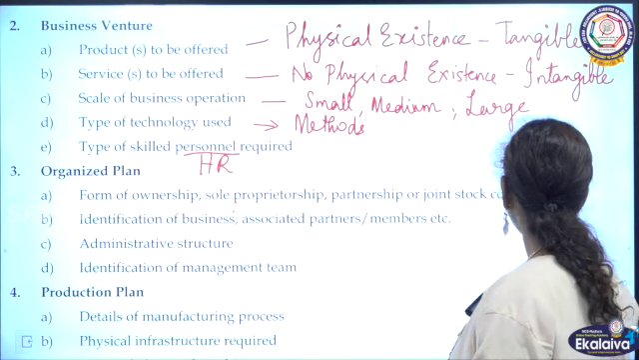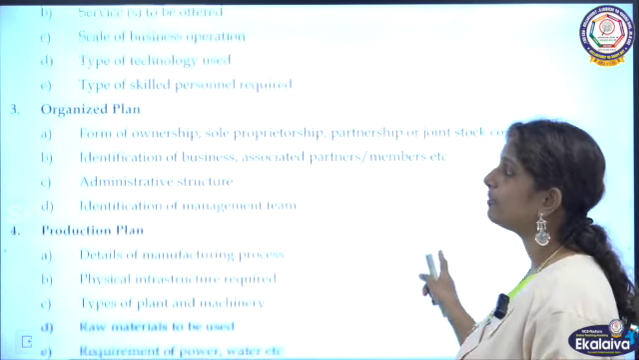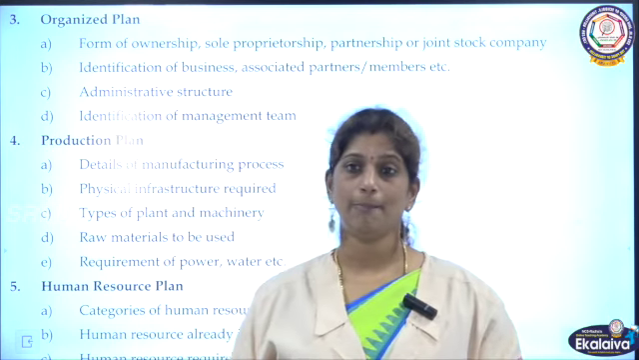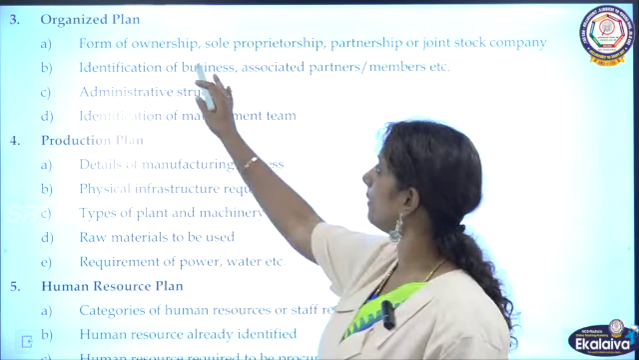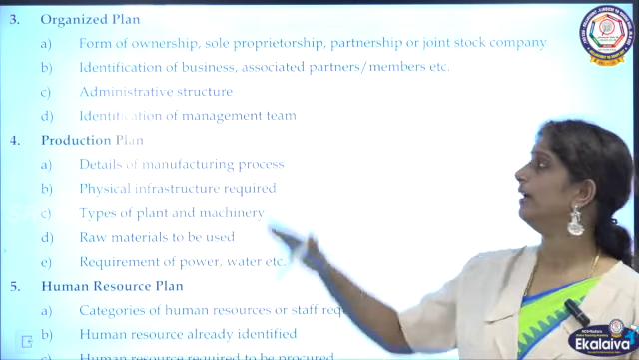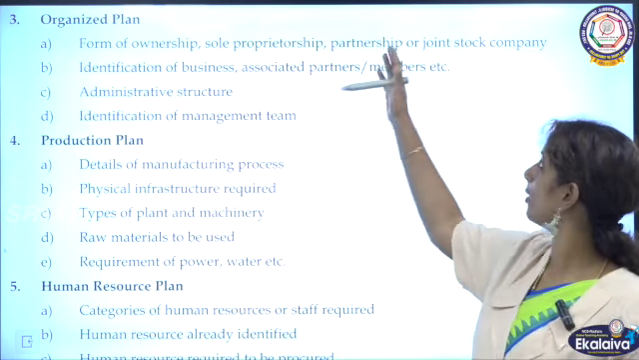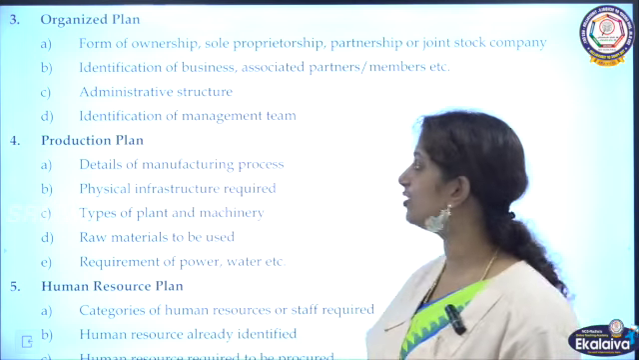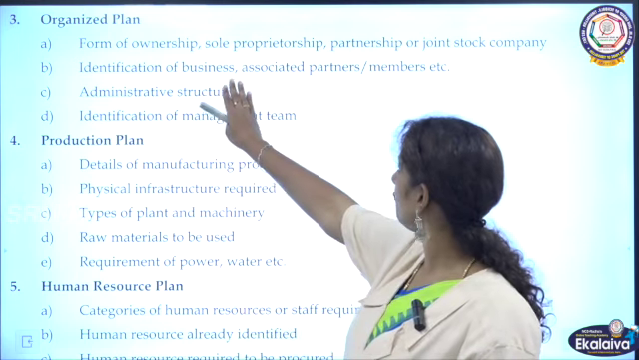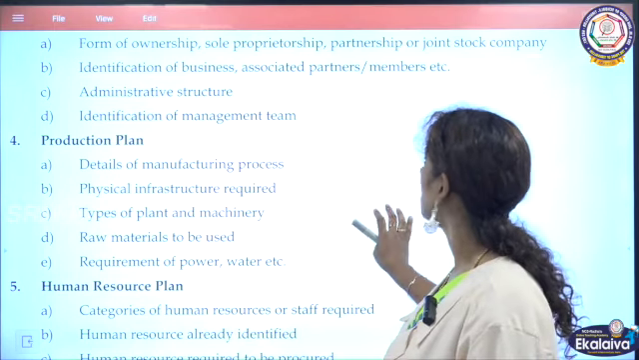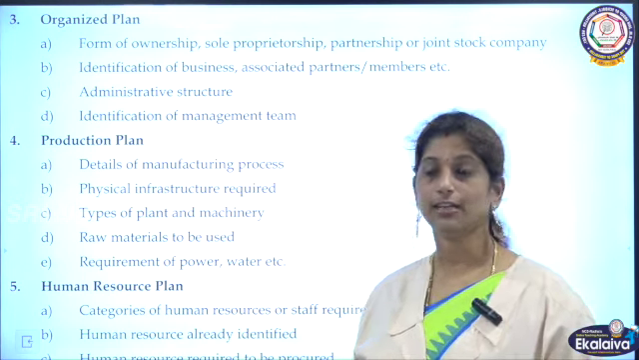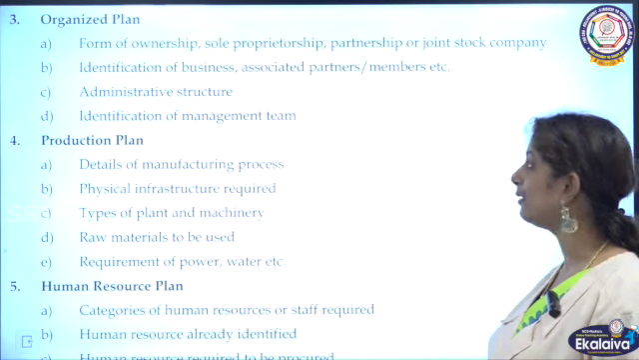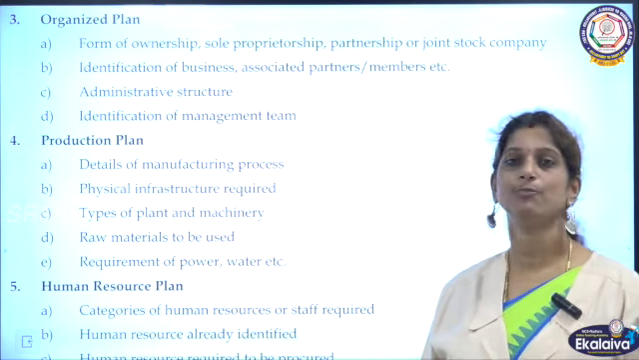And then comes the organized plan. After completing the business venture, we have to start off with this organized plan. So here we mention the form of ownership. That's what I was telling you: if it is going to be sole proprietorship or partnership or joint stock company, right? So that has to be mentioned. And then the identification of business, associated partners, members, etc. should be included. And then the administrative structure has to be included and the management team should be identified.